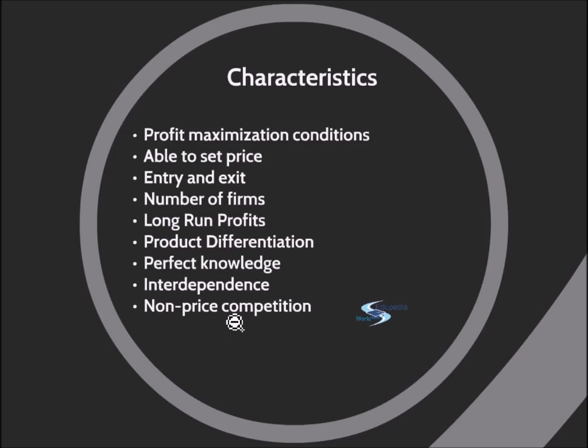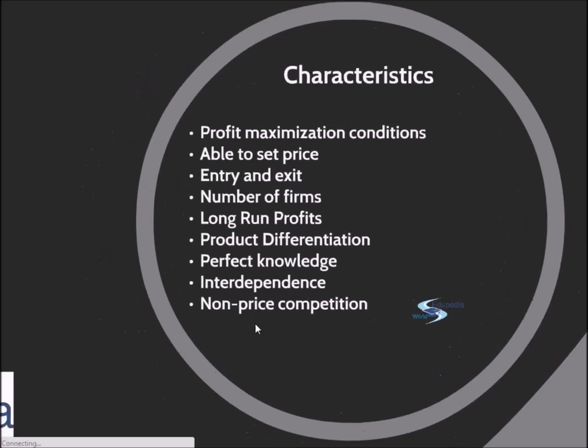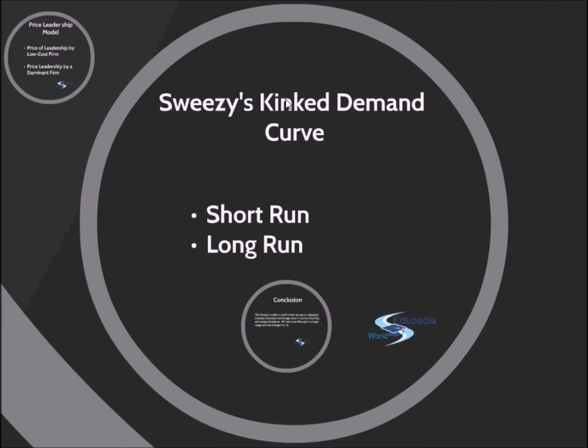Now I suppose that you have some idea of what an oligopoly type of market is. Let's now discuss some models for price and output determination under oligopoly market. We will start with Sweezy's kinked demand curve. We will understand this model and see how price and output are determined under this model in the short run and in the long run. Now let's see how.